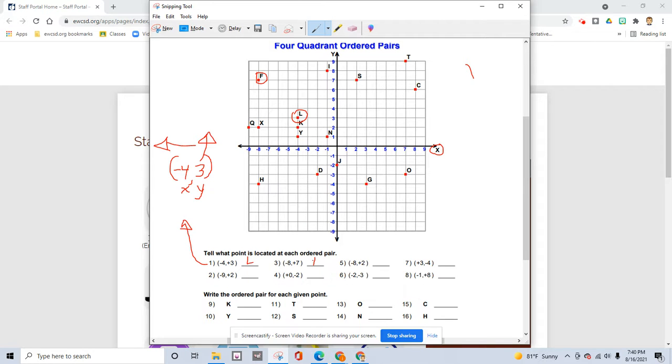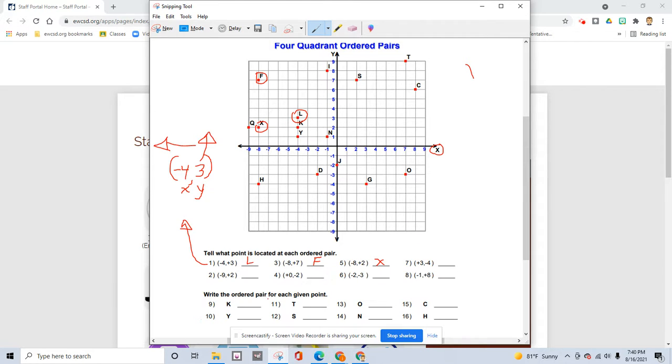So understand that the first number tells you left or right. Look at this first number. It's -8, so that means you're going to go to the left 8. You're either going left or right, and right's positive, left's negative, okay? To the left 8, and then up 2. Well, that's right here. That's the letter X. All right, do the best you can on the rest of those.